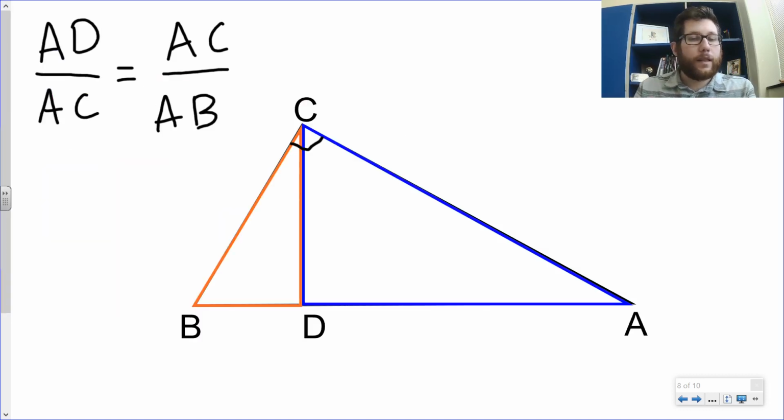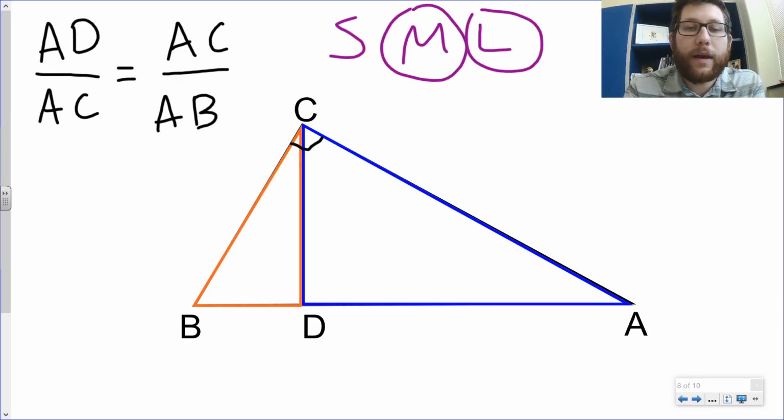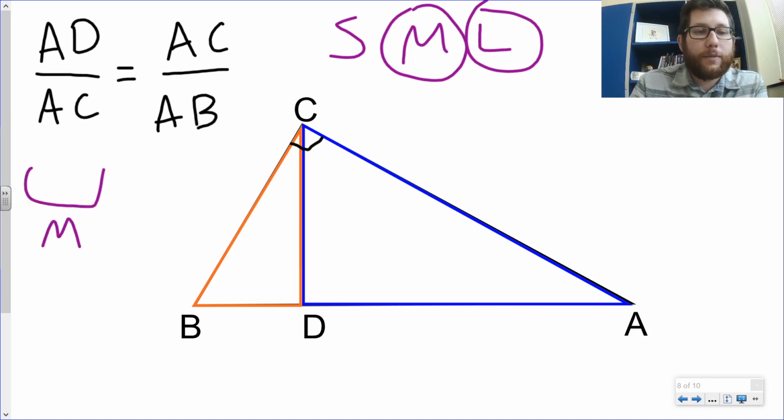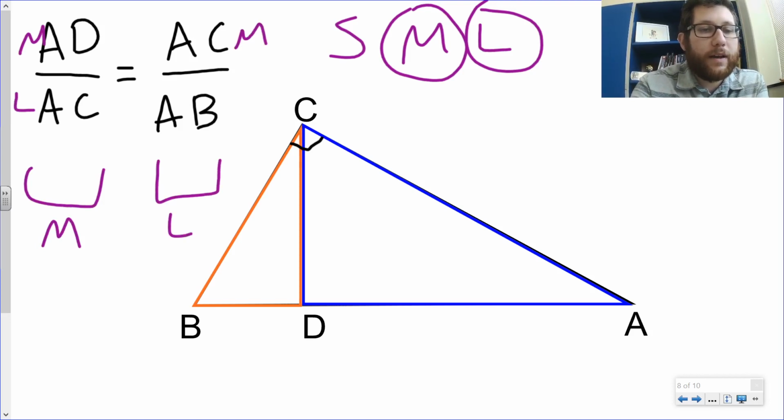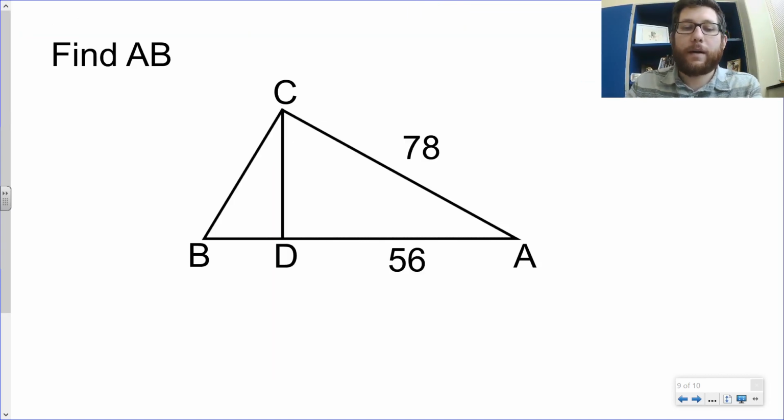All right, last one. We've looked at the small and the medium. We've looked at the small and the largest. Now let's take a look at the medium and the largest. And guess what? Our sides are going to match up exactly the way you might think they will. So we're going to look at our medium triangle here. This is my medium triangle. I'm going to do my medium side over my largest side. I'm going to look at my large triangle. I'm going to do my medium side over my large side. Same thing like before. So let's go ahead and set this thing up.